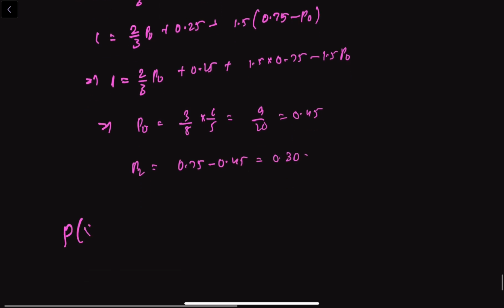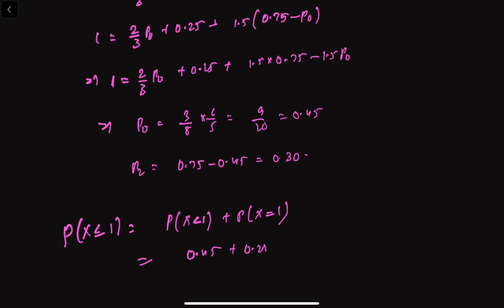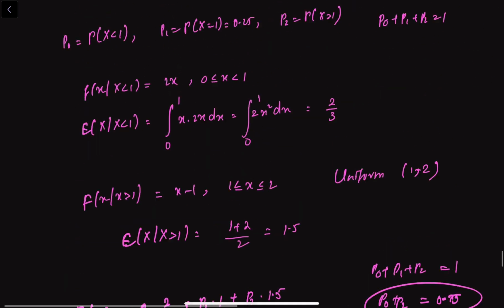Now they're asking for the probability of x less than or equal to 1, that is nothing but probability of x less than 1 plus probability of x equals 1. This is nothing but 0.45 plus what is already given, which is 0.25. So therefore the answer for this question would be 0.7.